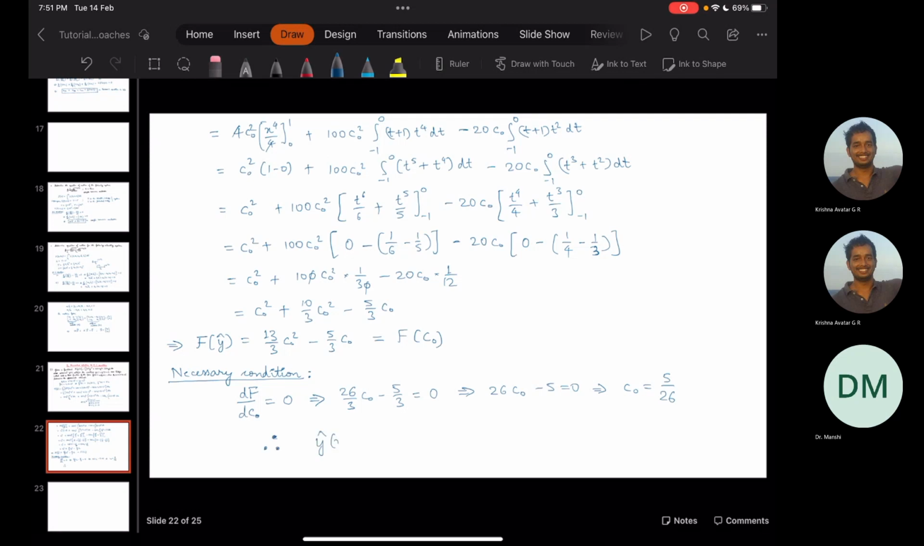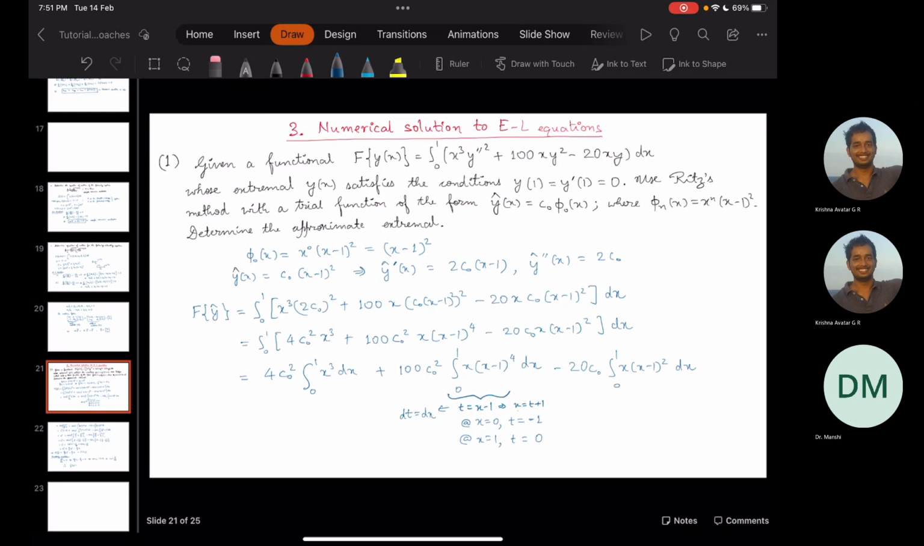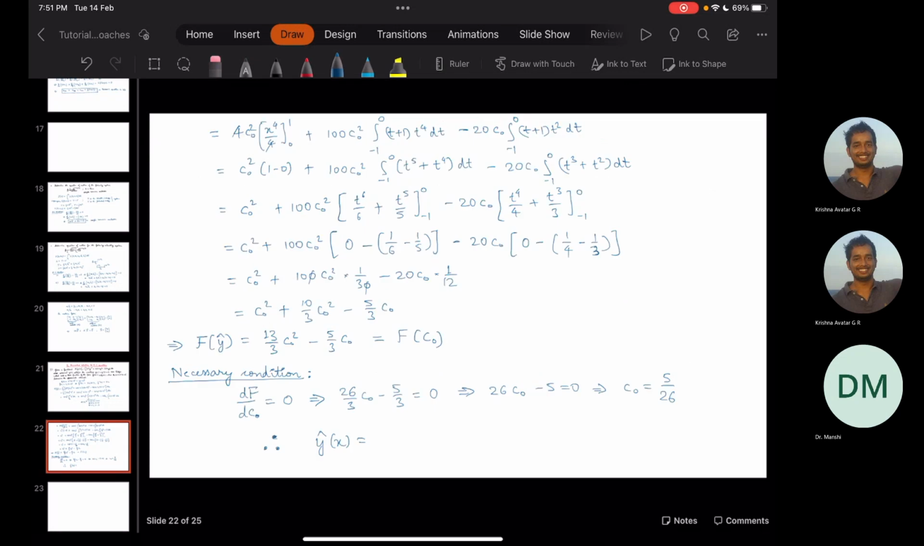So therefore, y hat of x, or the approximated value of the extremal, is c naught into phi naught of x. And phi naught we already know to be x minus 1 whole square. So c naught is 5 by 26. So our approximated extremal is 5 by 26 of x minus 1 square.